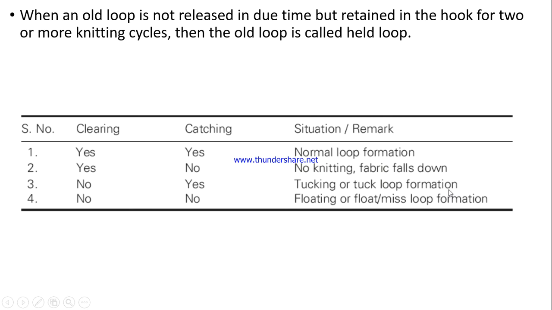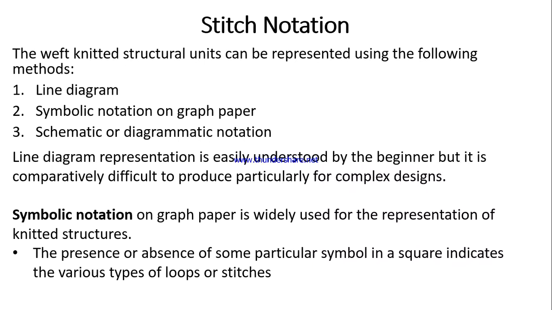You can remember the video I already showed. Now if clearing is not done, that means the old loop is there inside the hook, and catching or feeding is not done, then the old loop stays there for two or three or more knitting cycles without the catching or feeding of the new yarns. In that case, floating or float stitch of this fed yarn has occurred. So this kind of stitch is called float stitch. So you can think about the conditions I mentioned here again, the situations for formation of the knit, tuck and float stitch.